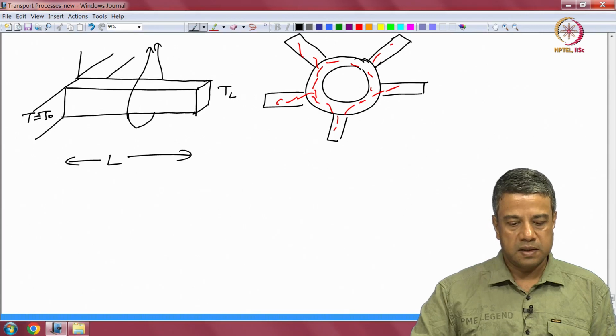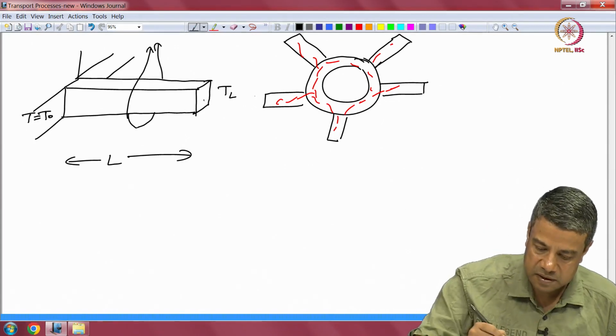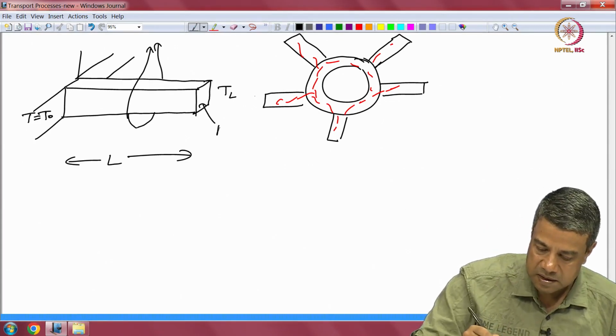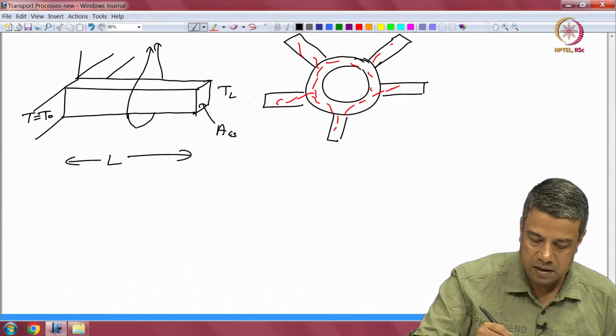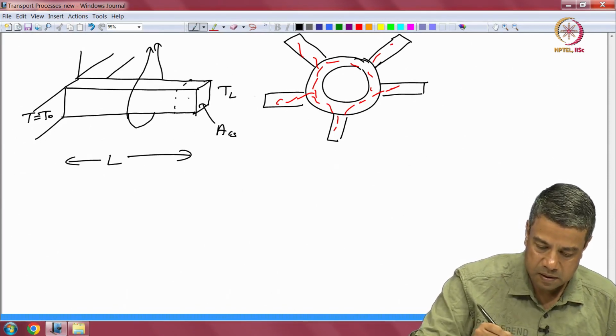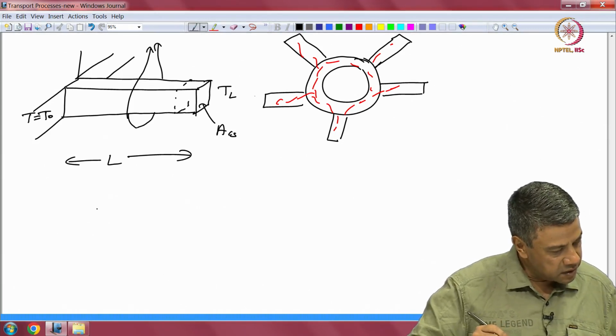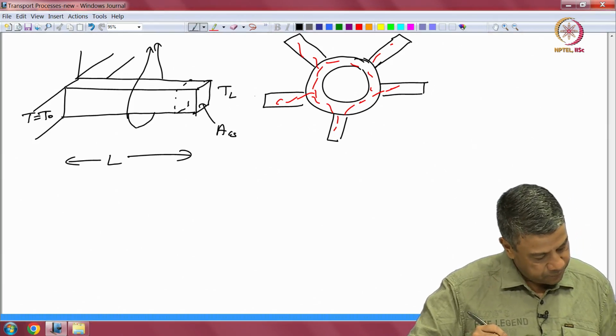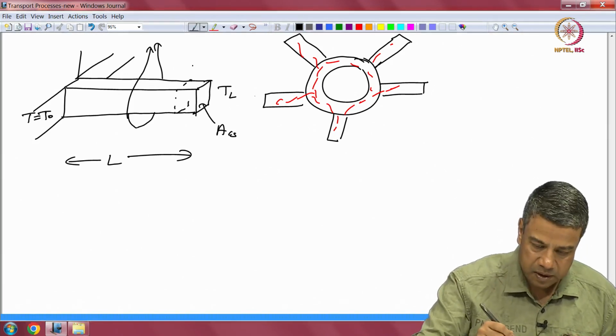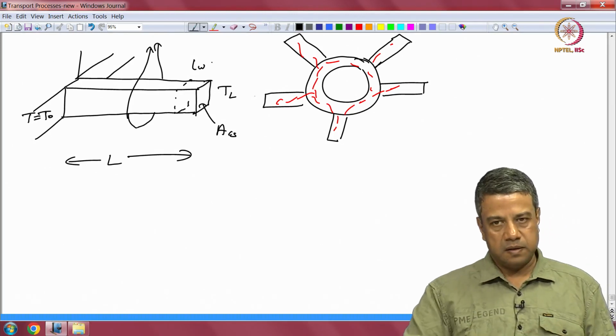So, let us assume that this had an area of cross section which I will call ACS, and this perimeter, the wetted perimeter, so to speak, of this. I have used the notation LW. LW is the perimeter.